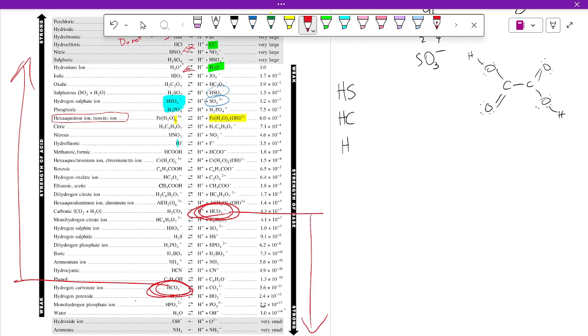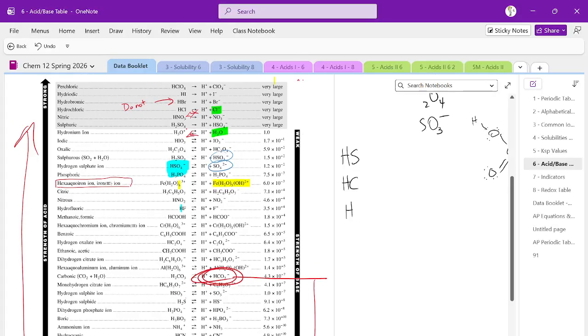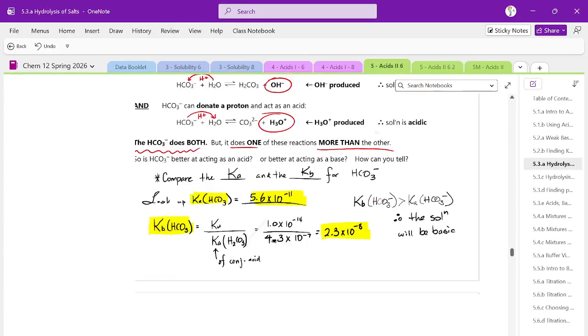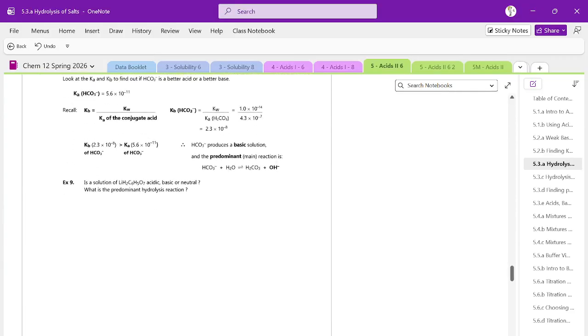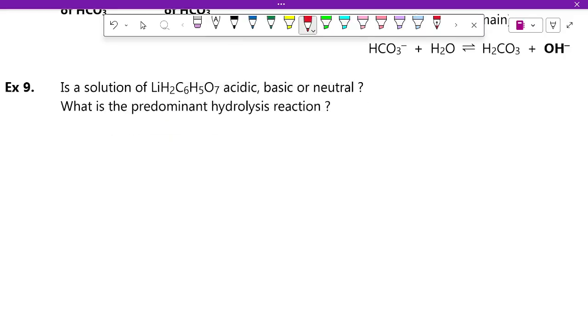But if it's a written response, you're probably going to be asked to justify your answer using calculations. And therefore, you would need to actually calculate the Kb and compare it with Ka. All right. Please try the next one on your own.